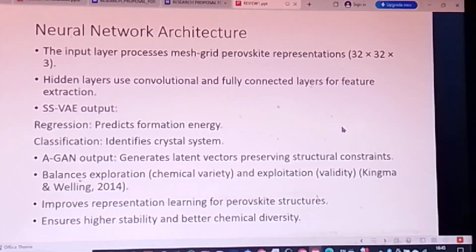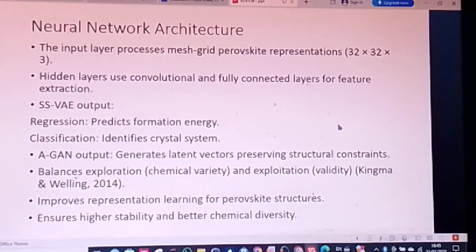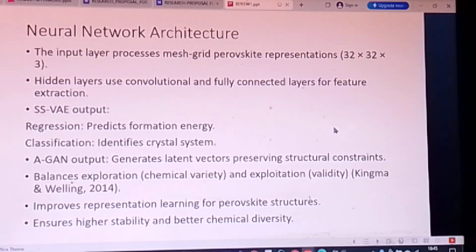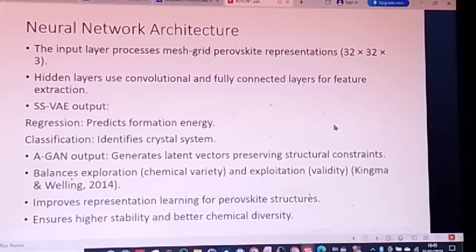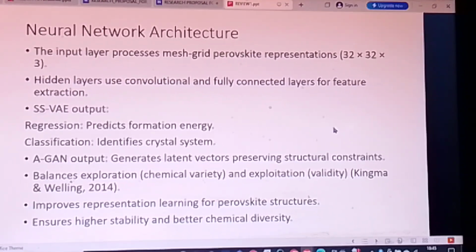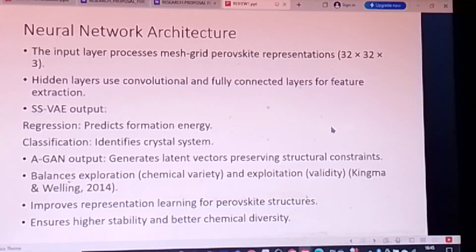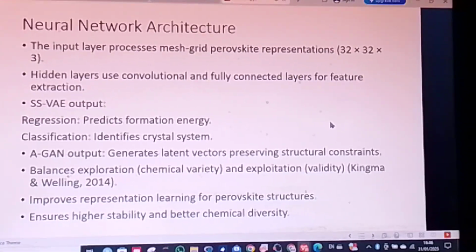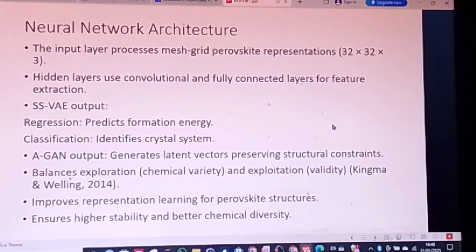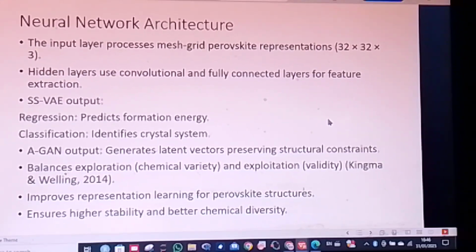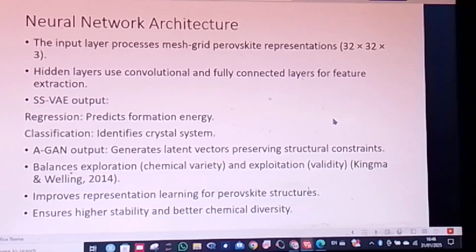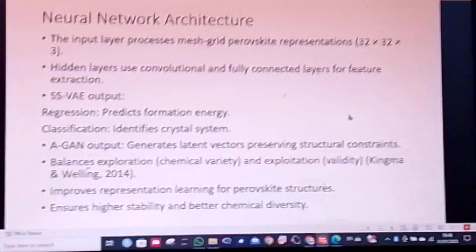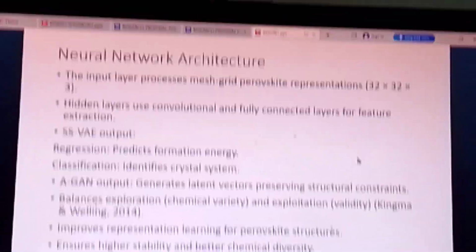The GAN output generates latent vectors preserving structural constraints, and balances exploration and exploitation. It improves representation for perovskite structures, ensuring higher stability and better chemical diversity.